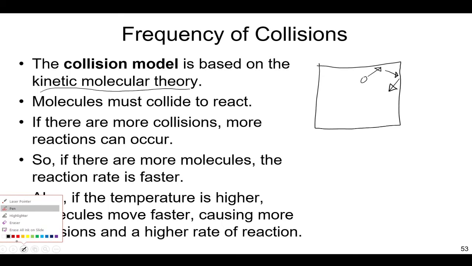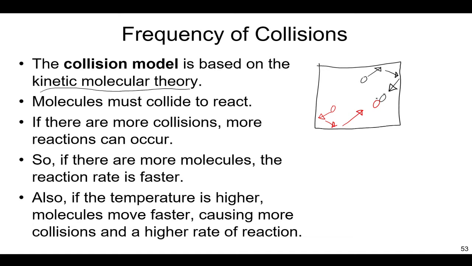So if there's molecule A, right, and here's molecule B, eventually molecule B and molecule A must meet up to react. There has to be this collision. Okay? If there are more collisions, more reactions can occur. So it's no surprise here that the rate of the reaction should be dependent on the frequency of collisions. So sort of tied into this is the fact that, well, the more molecules there are, right, the more collisions there will be, the faster the reaction will happen.